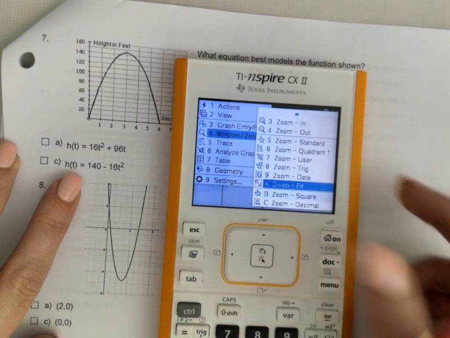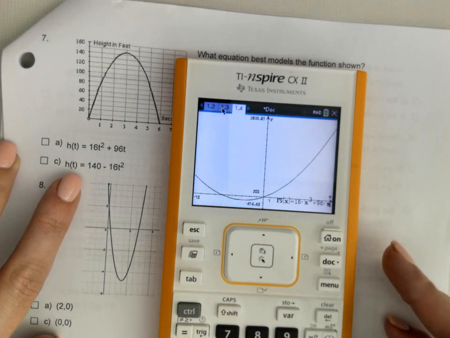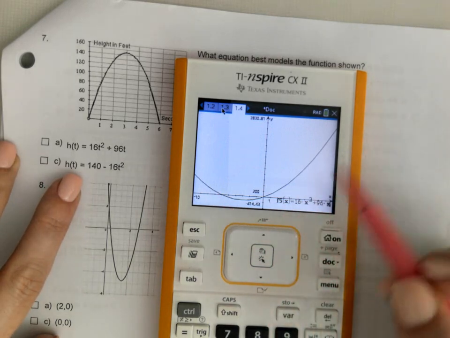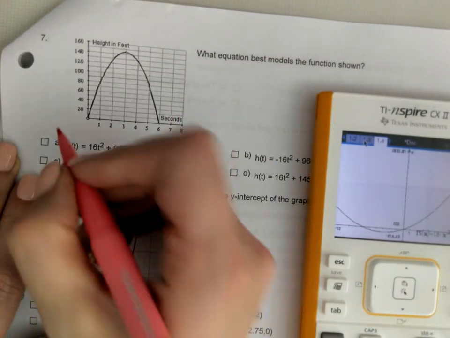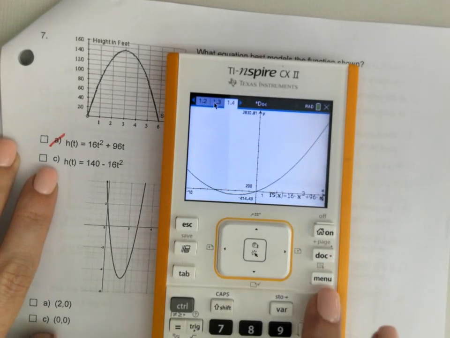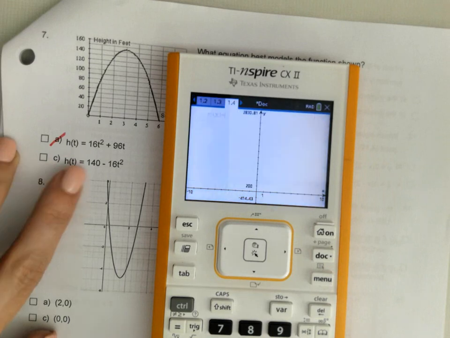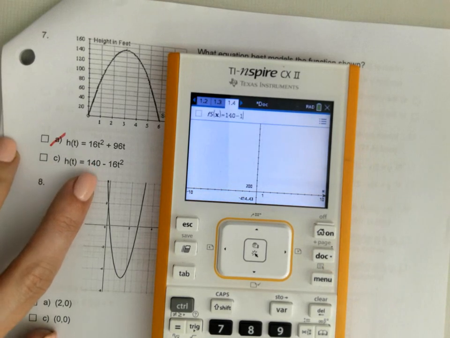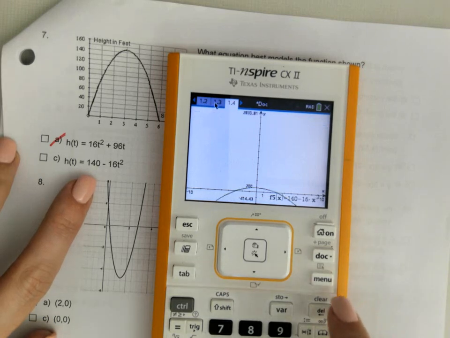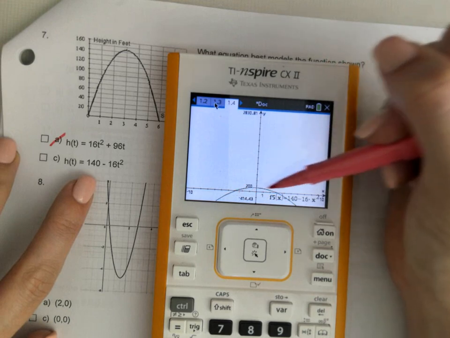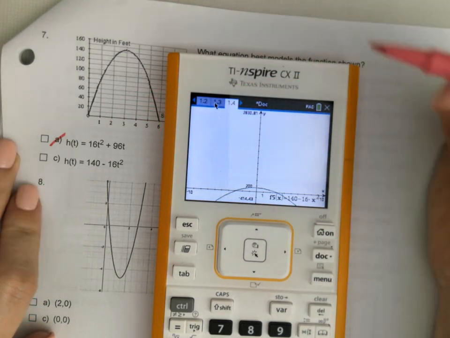Let's see if this works. Okay, well, it sees it a little bit better, but you can tell for sure that that's going up and not opening down, so it can't be A. Delete that. Menu, 3, 1. 140 minus 16x squared. Okay, that's opening down. Let's see, so it's crossing over here at negative something and at positive something. Nope, it should be crossing at 0 and 6.